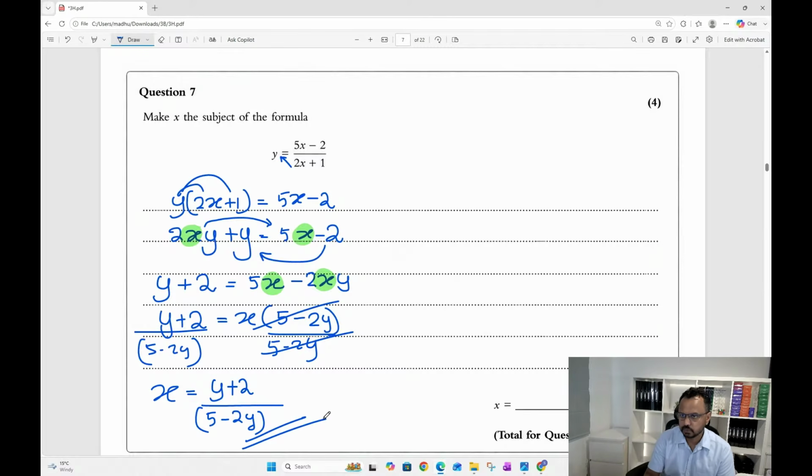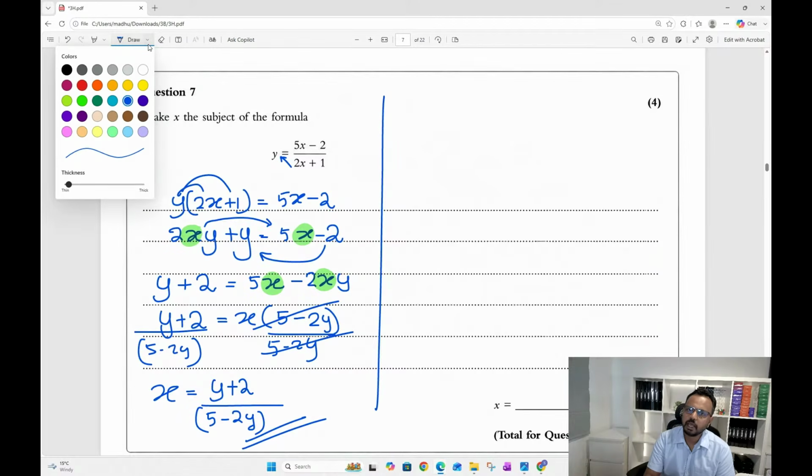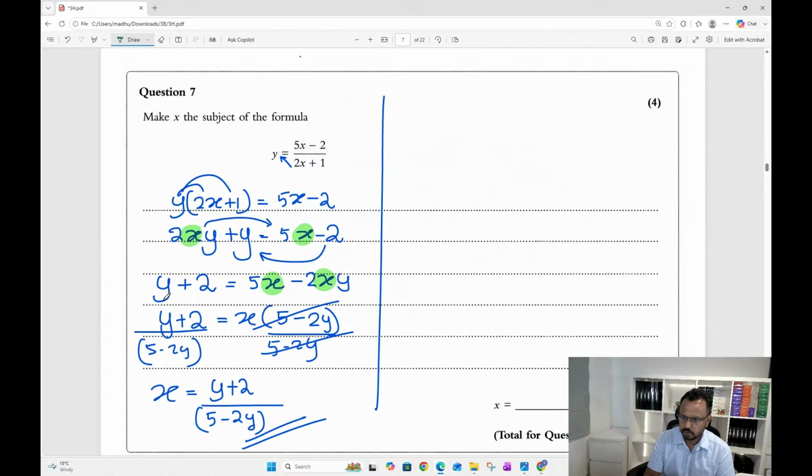Having said that, guys, if some of you got a different form, let me just redo it in a different color, in a slightly different approach. I'm going to start from this line, the second line.